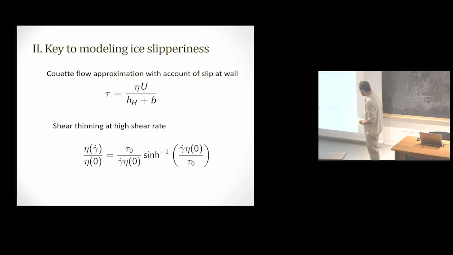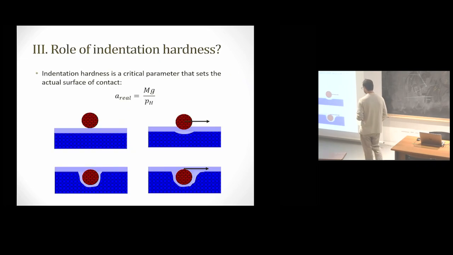Some keys to modeling. Account for a slip length. And take into account, very important, large sliding speeds. For a skater, it's very likely that water is undergoing shear thinning. Okay? What about the indentation? Indentation is completely important. This property, the indentation hardness, is a pressure. It sets what is the real area of contact in your problem. So you need to account for the indentation hardness.